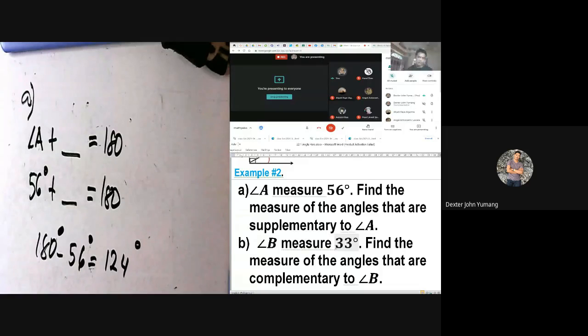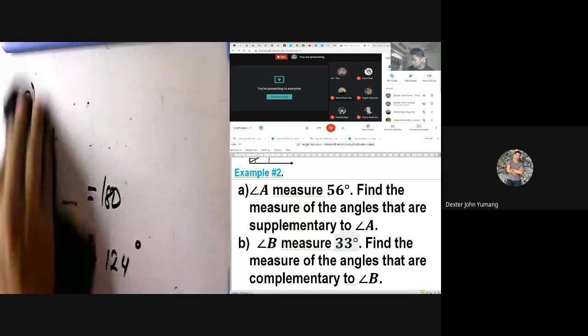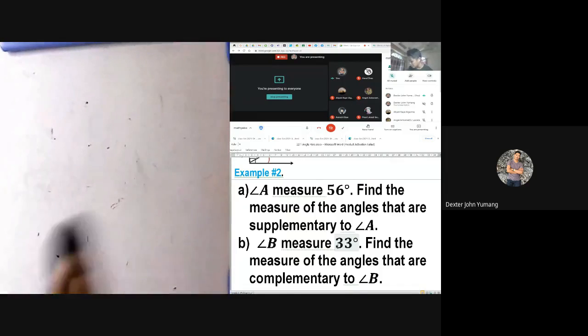Okay, for letter B, so here's the question for letter B. The measure of angle B is 33 degrees. Okay, find the measure of the angles that are complementary to angle B. So the question here is almost similar to the first question, pero complementary yung ginamit na word. The word is complementary. Therefore, the answer should be 90 degrees.